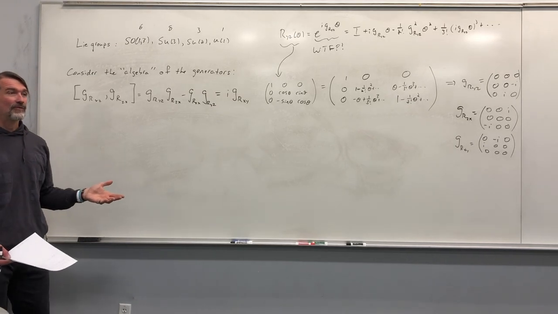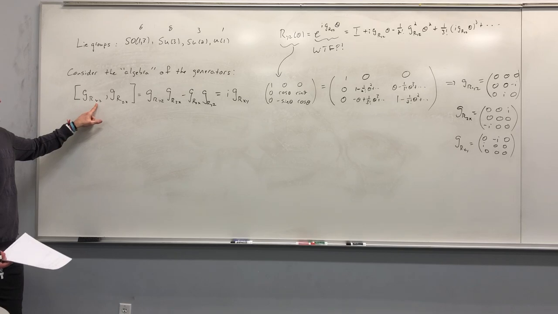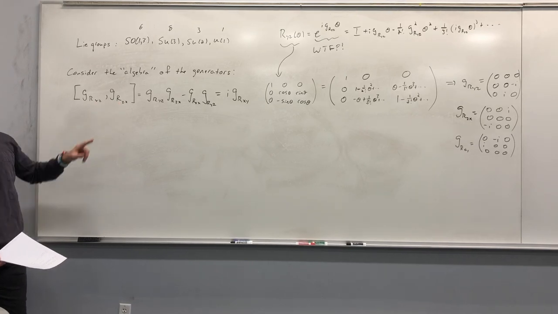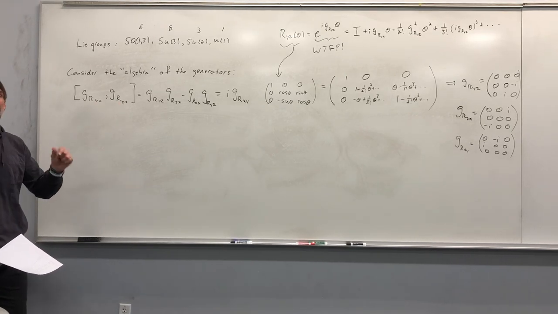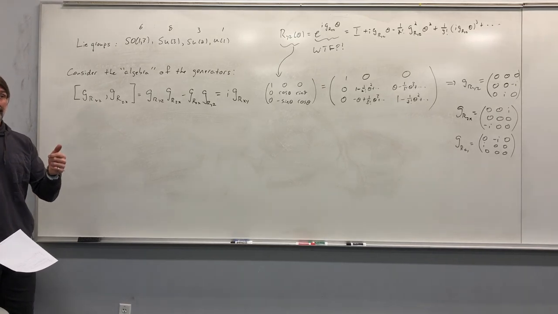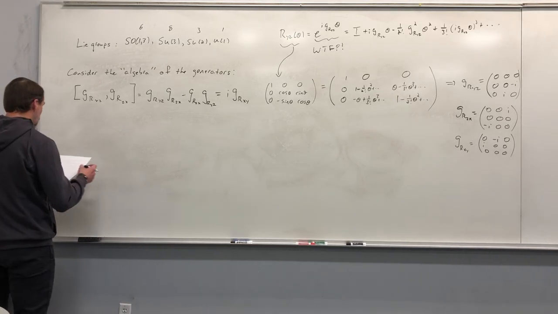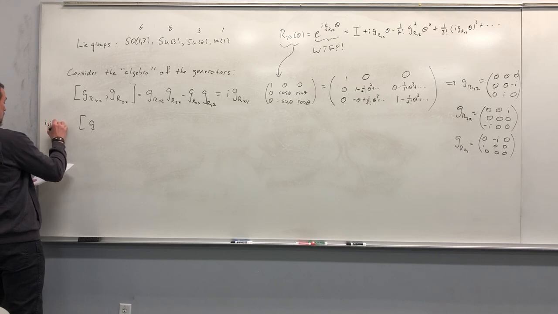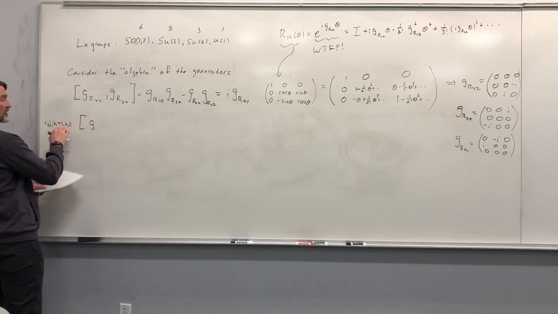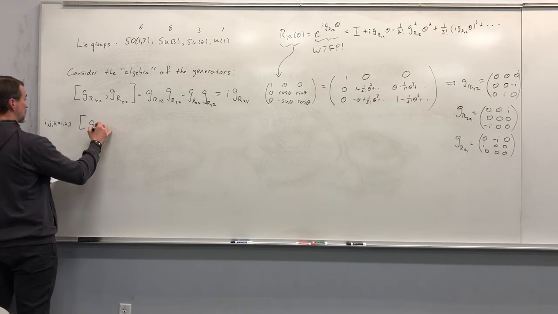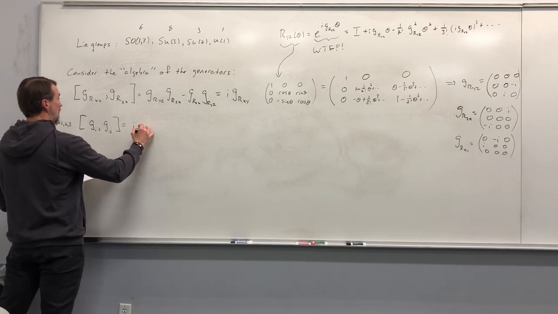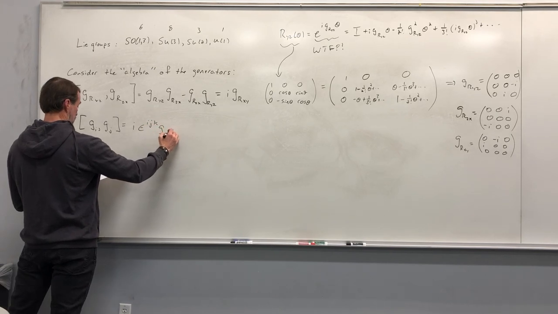I bet you can guess what it would be if I did X, Y, and ZX. What do you think? What are you left with? Y, Z. Right? It turns out that in general, if we say i, j, k can be 1, 2, or 3, these are just X, Y, Z, but we're using numbers, so we can use the summation. If I do Gi, Gj, then this ends up being i epsilon ijk Gk.